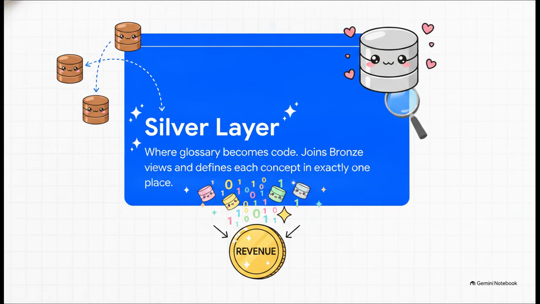In silver, you join those bronze views together, deduplicate records, and filter out the junk. But most importantly, this is where a massive concept like revenue gets its singular, absolute definition. Every single downstream dashboard is going to query this specific view, no exceptions.